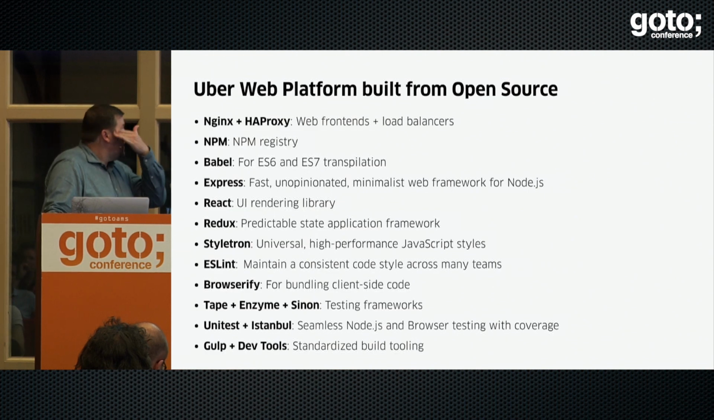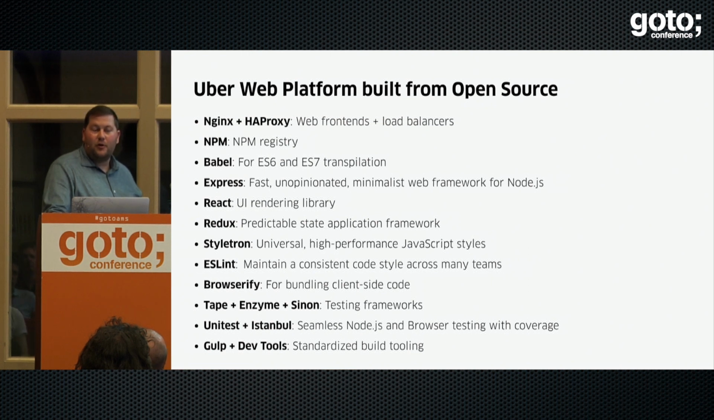And so we use Nginx and HAProxy for our front-end web servers and load balancers. We use NPM to manage our packages. Babel so that we can use the latest generation of JavaScript. Express so we have a lightweight web framework. React for UI rendering. Redux for state management. And then a bunch of tools that are built on top of Gulp that allow us to have a consistent build and deploy pipeline and standardized build tooling across all of these applications.